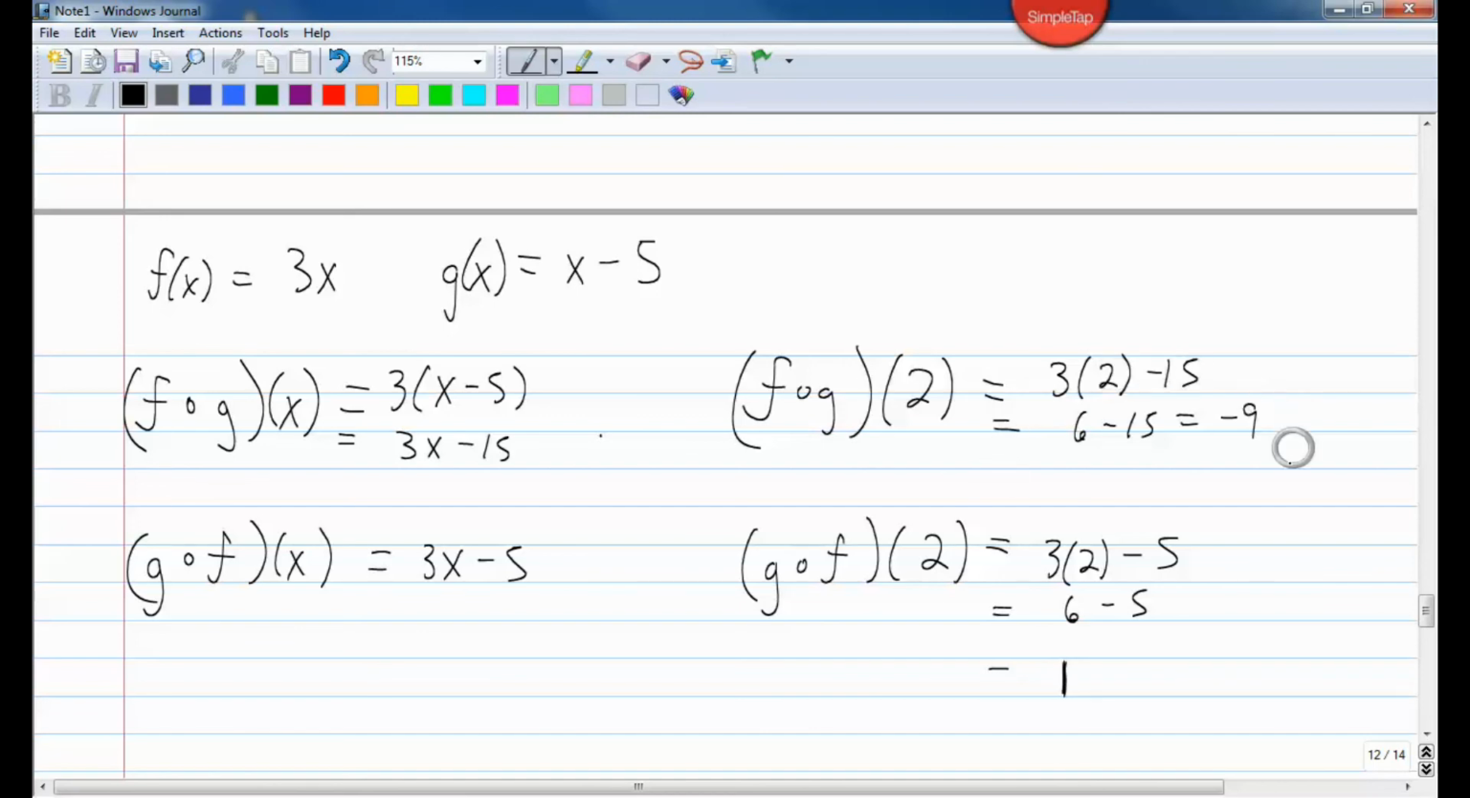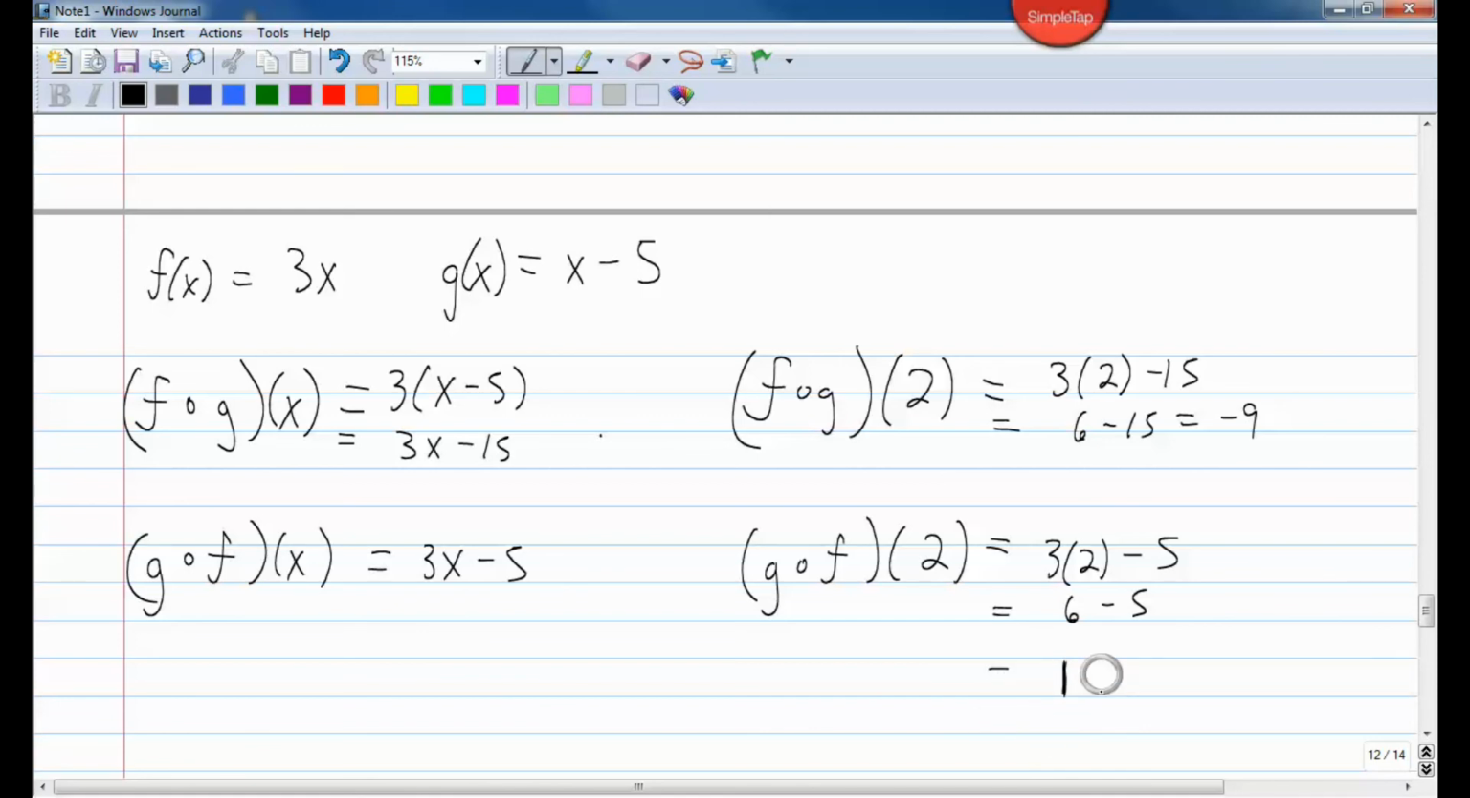Now another way that you can do this second step, or these second two problems, if you're good at mental math, what you could do in your mind is, if I want to evaluate a 2 into f of g, then take a 2 and plug it into g. That would be 2 minus 5 is negative 3. And then take that answer and plug it into f. So 3 times negative 3 is negative 9. So we get the same answer.